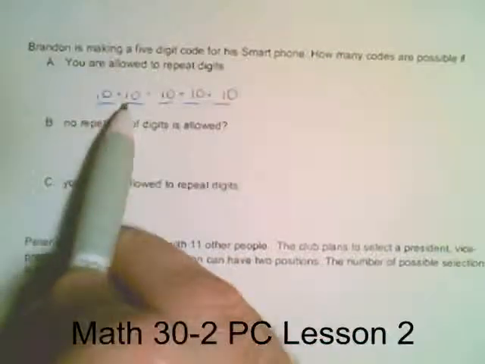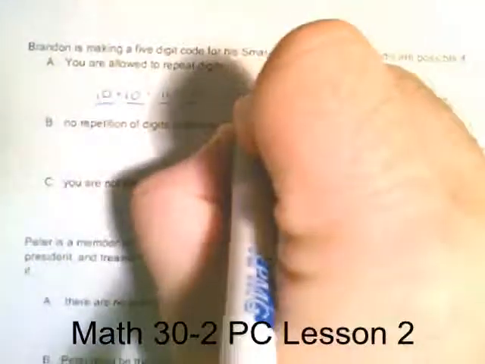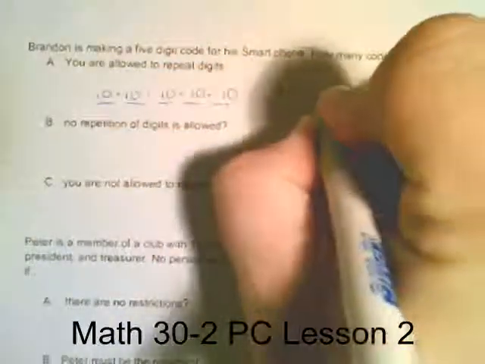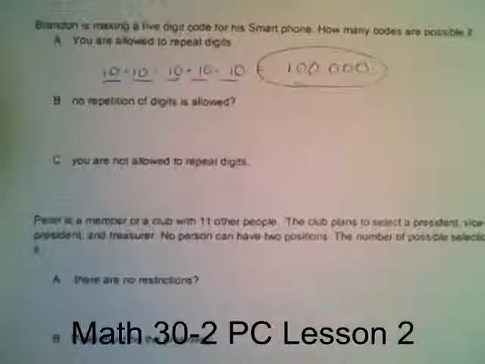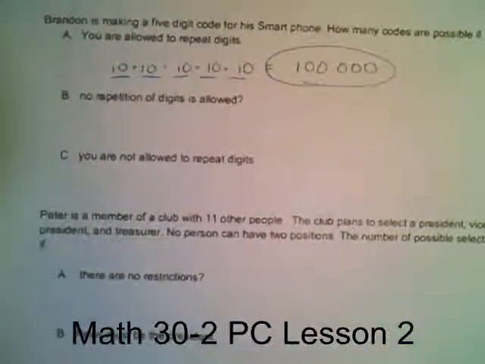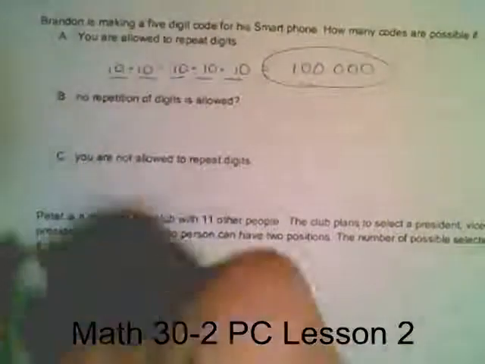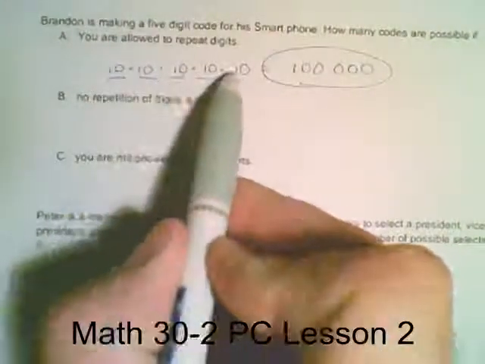Okay, I've got 10 choices for that first digit, and I'm allowed to repeat them, so I've got 10 more, and 10 more, and 10 more, and 10 more. And if I multiply them out, that's going to be 100, 1,000, 10,000, 100,000. There are 100,000 possible codes.